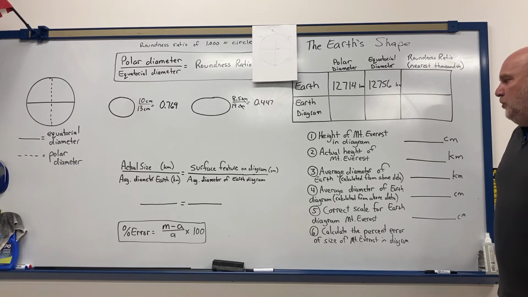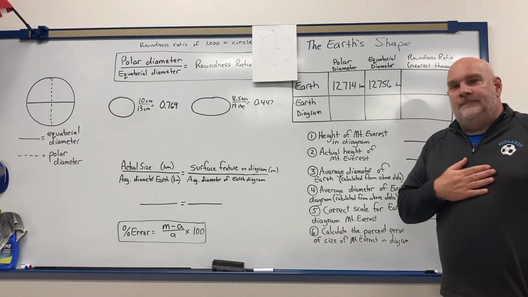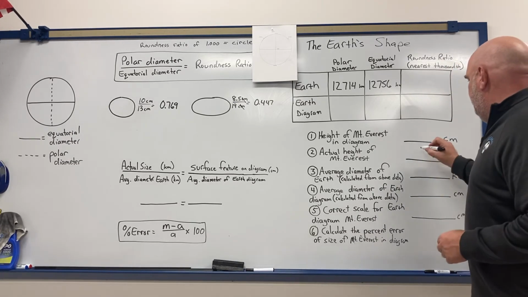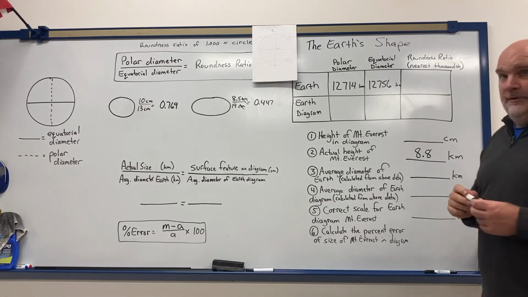All right, step 2, actual height of Mount Everest. Because I'm a swell guy, I'm just going to tell you what that is. The actual height of Mount Everest is 8.8 kilometers.